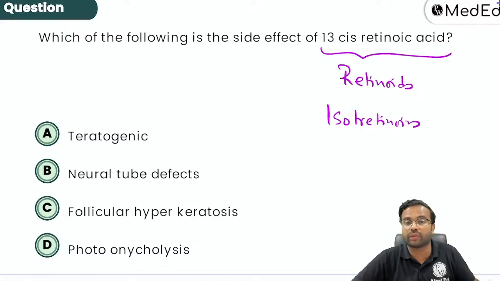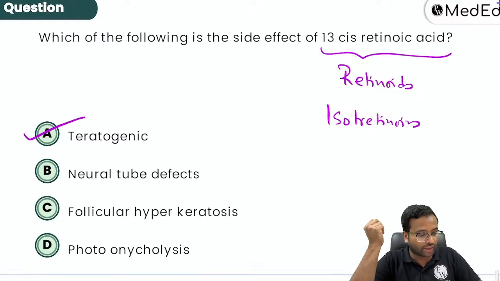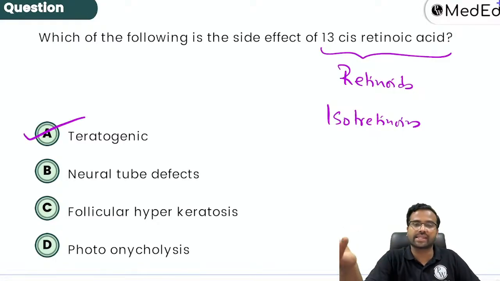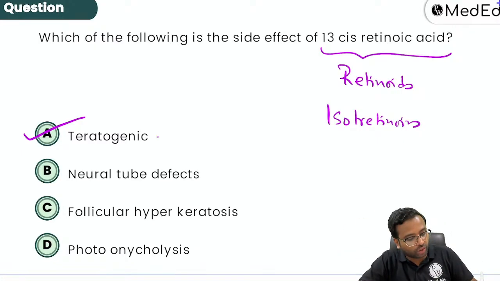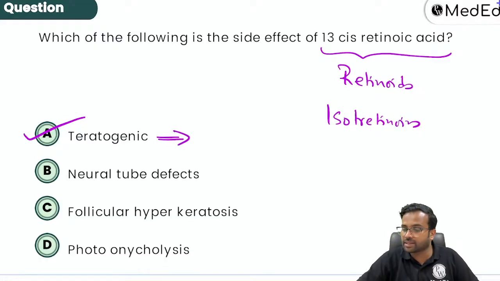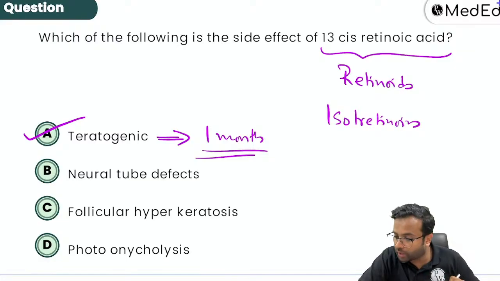Isotretinoin, that is something that we use in a disease called acne vulgaris, pimples, right? So what is the side effect? The side effect is teratogenicity. And in case for the next exam, if they ask you what is a teratogenicity period or teratogenic period for this drug, what should be your answer? Your answer should be, yes, it should be 1 month.